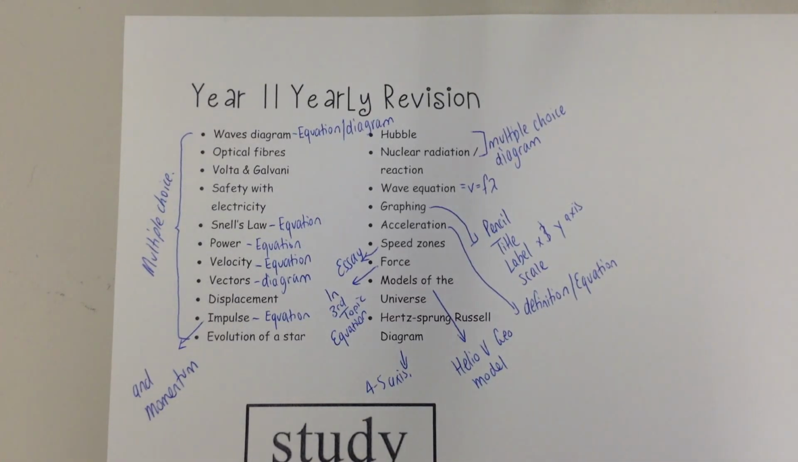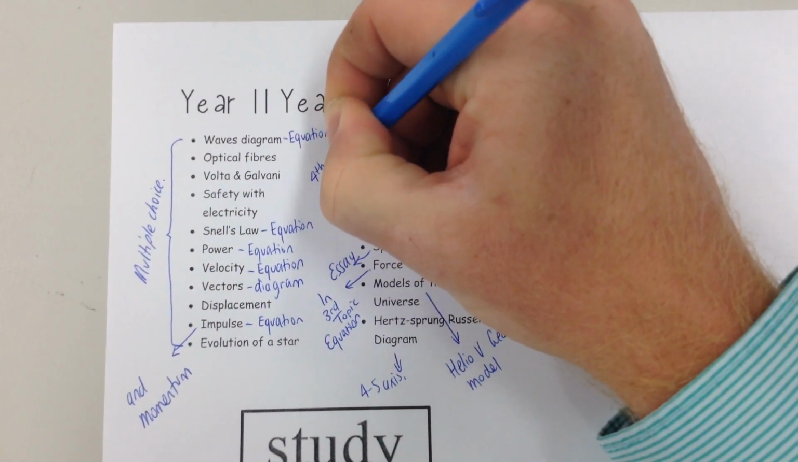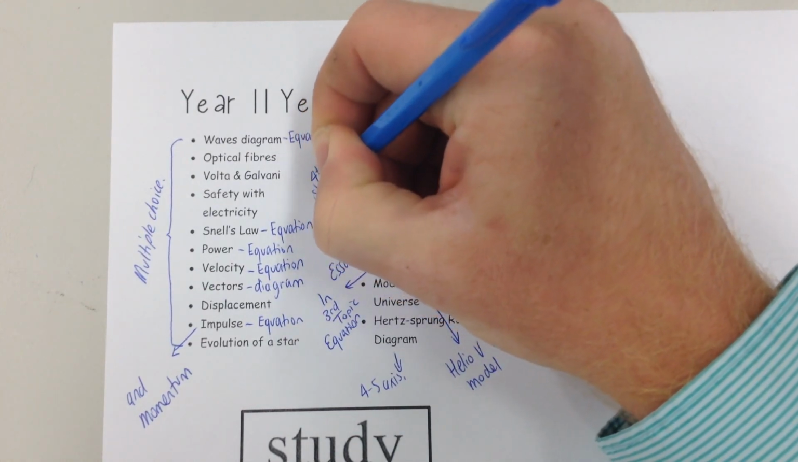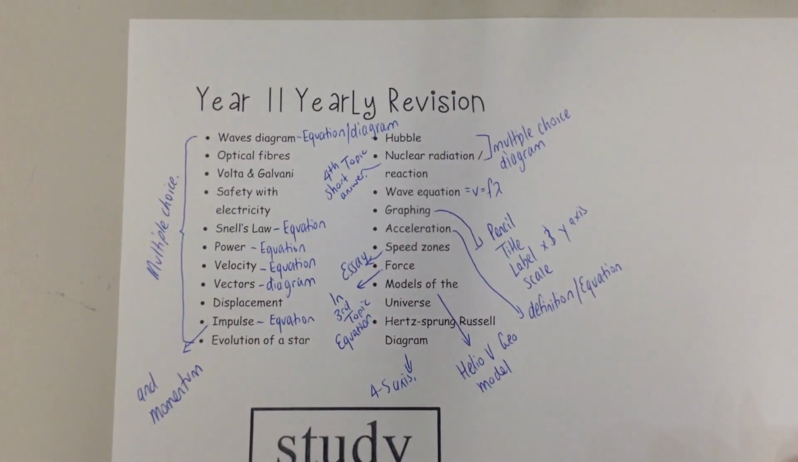There's one other thing that you need to know for the fourth topic. You need to know nuclear radiation and reaction. That gets mentioned in Cosmic Engine as well, in your short answer for Cosmic Engine. Okay, so that's your fourth topic.